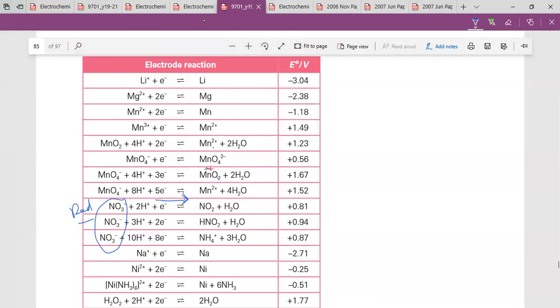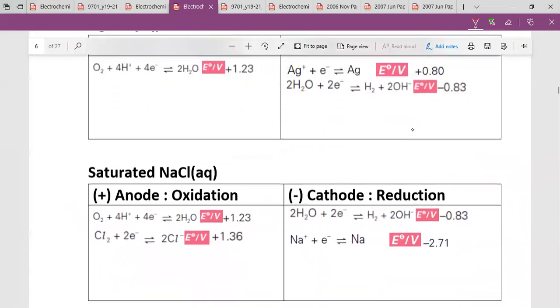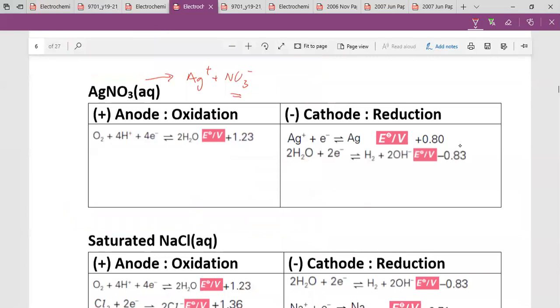So as I say, sometimes in Cambridge there are many things to consider, so don't worry about it. Just sometimes use common sense. Now here, you don't consider the NO3. Of course, water again, water here and water here.